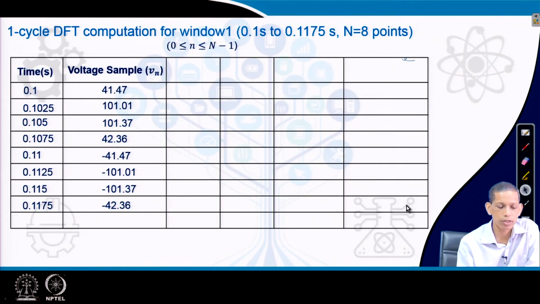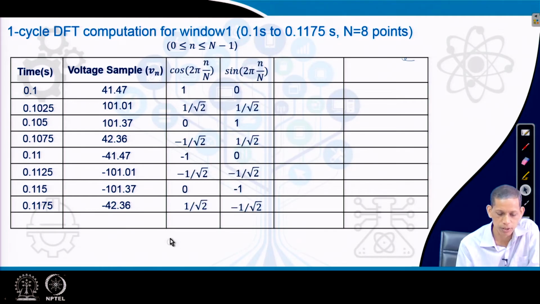Now, let us see how we can compute the phasor using the samples values with the one cycle DFT. See here, these are the data sets which we have already mentioned in the earlier slide, and this is the corresponding time index. The corresponding Fourier coefficients, cosine part and sine part, are given by cos 2 pi n by N. This corresponds to the cosine weights, and this corresponds to your sine weights.